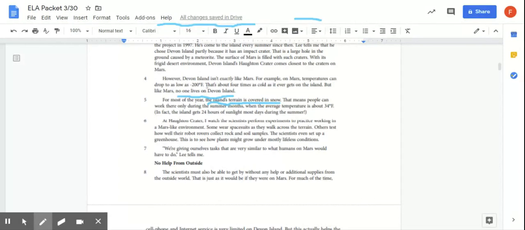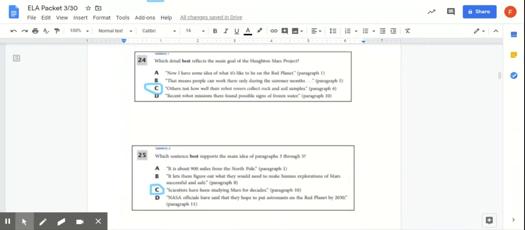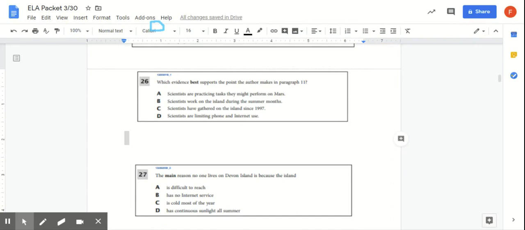Paragraph 4 is telling us that, for example, on Mars, temperatures drop to as low as negative 200 degrees Fahrenheit. That's about 4 times as cold as it ever gets on the island. But like Mars, no one lives on Devon Island. And the reason why no one lives on Mars is because of the freezing temperatures. So that lets us know that C is our best answer.